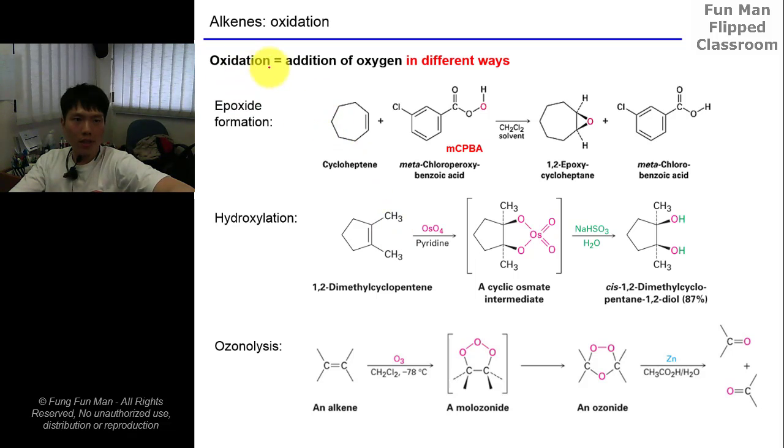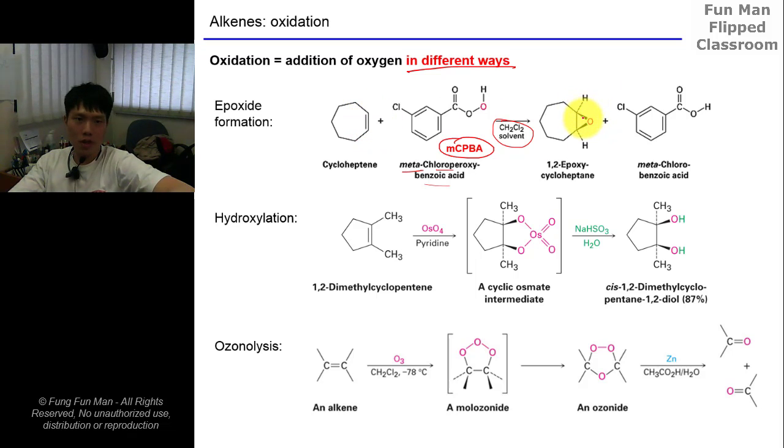Oxidation of alkene, we can do it in a few ways. Step 1, epoxide formation. Recall the 3-member ring that includes the oxygen. We need something called MCPBA, which stands for metachloroperoxybenzoic acid. Small m, capital C PBA. Using dichloromethane as a solvent, you get the epoxide from the double bond.